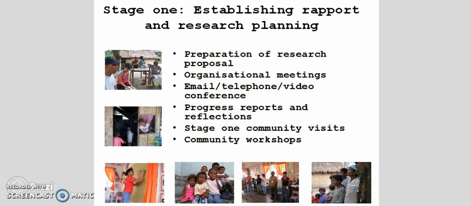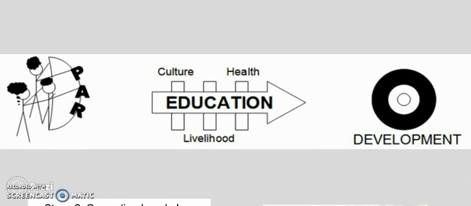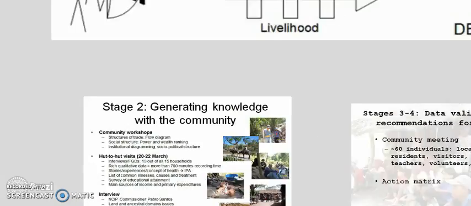Now, as you can see here in the action research stages, when we tried to establish rapport and planning, we did hold community visits and community workshops to discuss the project with the participants so they could shape the nature and scope of this research. Their idea really was to aim for development and use education that integrates culture, livelihood, and health to achieve this development. And we are using participatory action research to forward this agenda.